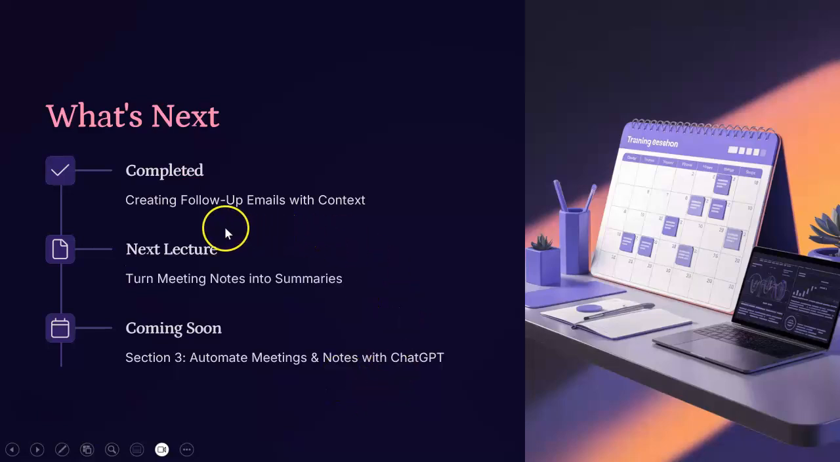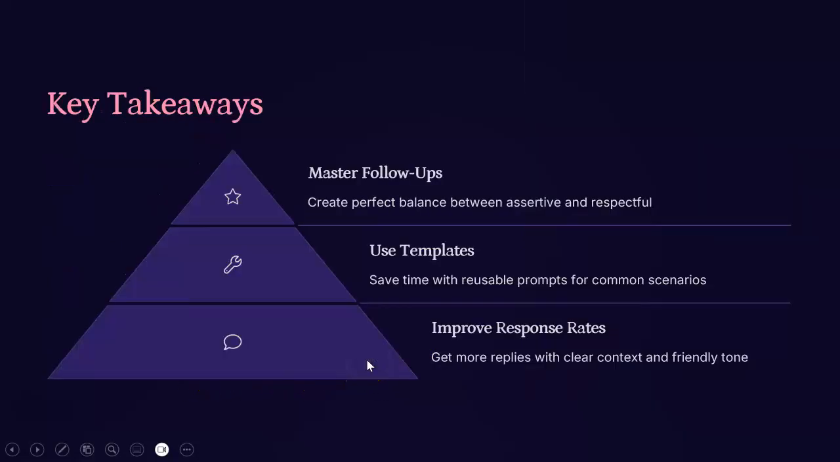So what's next? We have completed creating follow-up emails with context. In the next lecture, we will discuss turning meeting notes into summaries. And in section 3, we will automate meetings and notes with ChatGPT. Key takeaways: master follow-ups by creating the perfect balance between assertive and respectful. Use templates to save time with reusable prompts for common scenarios, and improve response rates. Get more replies with clear context and a friendly tone. So see you in section 3.